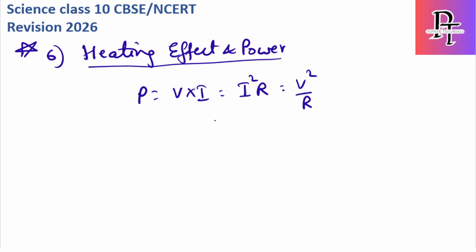Okay. So power is equal to VI, I square R or V square by R. And then we have the SI unit of power is watt, which is represented as W. Okay. And then we have energy formula.